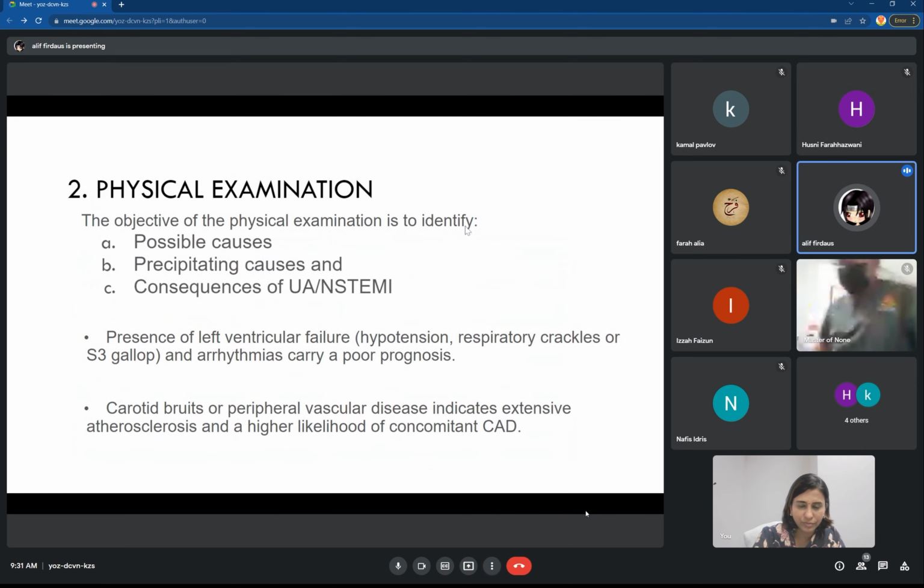So the next thing after taking the history, we will be doing the physical examination. The aim of our physical examination is to determine the possible cause of the patient's presentation, the precipitating cause, and the consequence of unstable angina and MI. If from our physical examination we find the patient having hypotension, respiratory crackles, or arrhythmias, we have to think that this patient carries a poor prognosis.